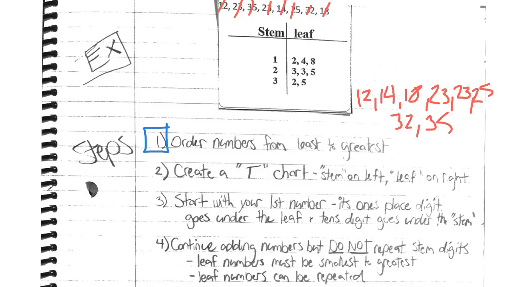So we ordered them from least to greatest. Now we have to create a T-chart. A T-chart is this thing right here. It looks like a big T, and you have to have your stem over on the left and your leaf written over on the right. So that's the basis of it when you get started.